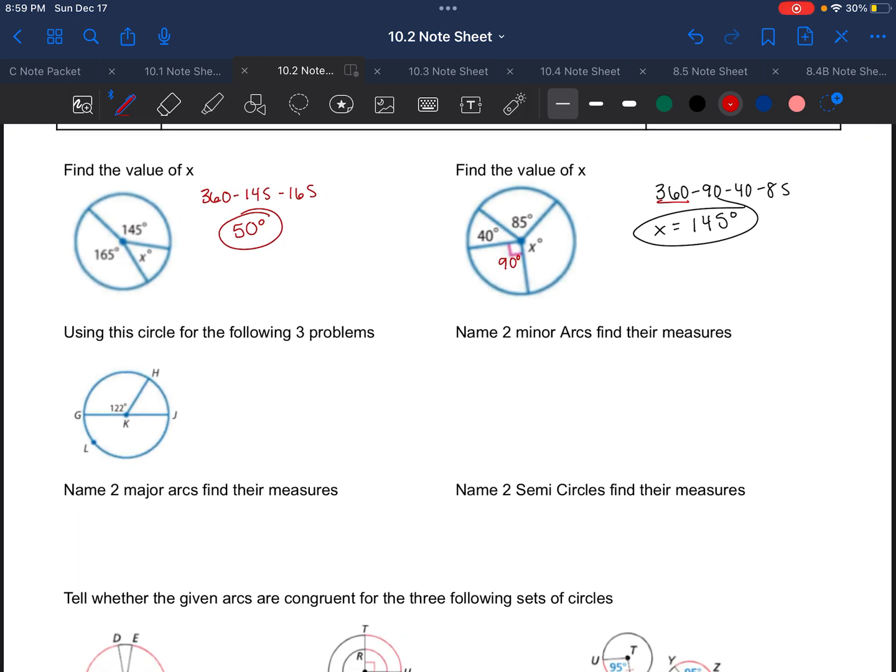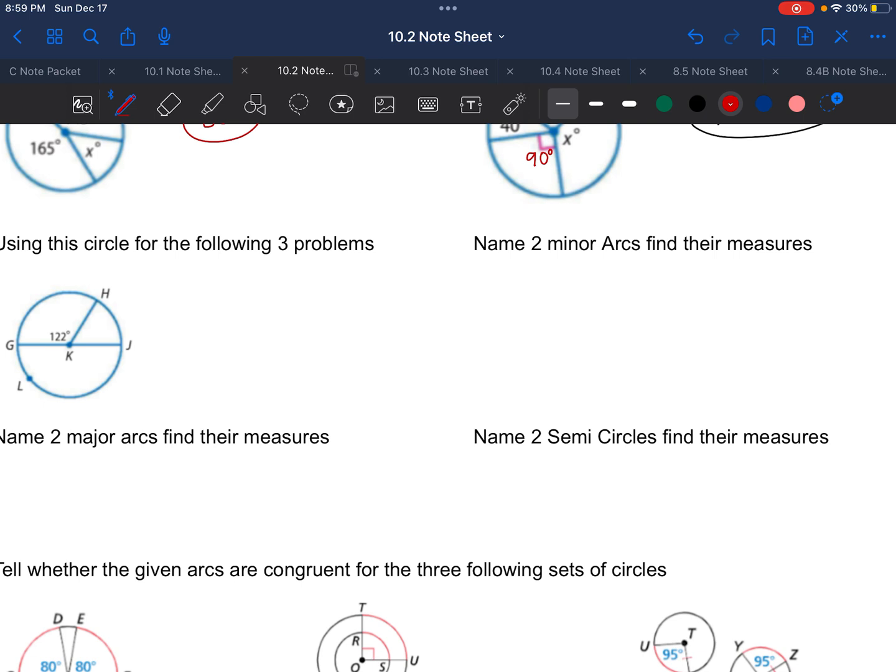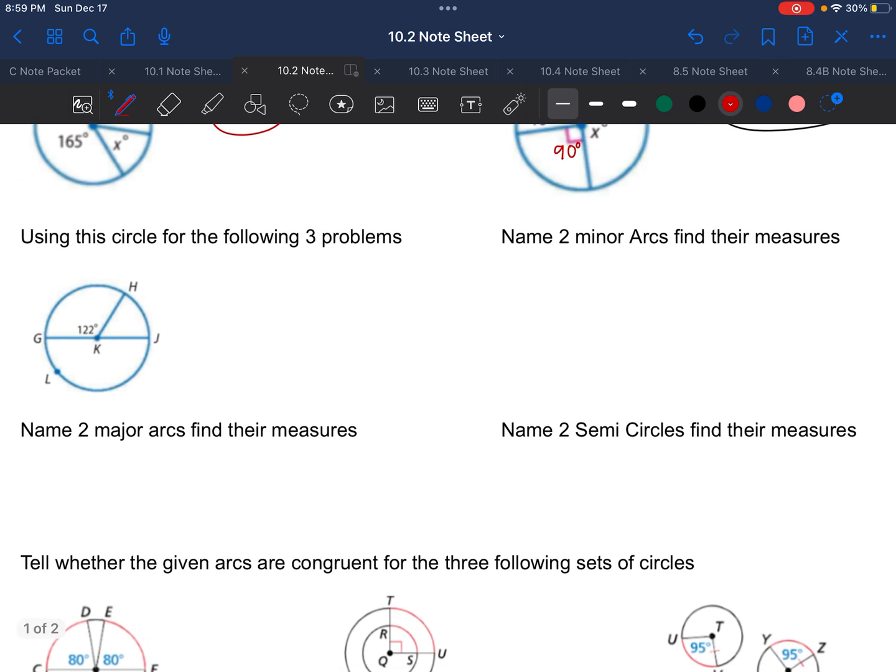Use this circle for the following 3 problems. Name 2 minor arcs and find their measures. So one minor arc I see is one that we're given, arc GH. Arc GH is a minor arc because its arc measure is 122 degrees, which is less than 180. And I also see arc HJ. That would have 180 minus 122, a 58 degree arc measure, because the central angle is 58 degrees.